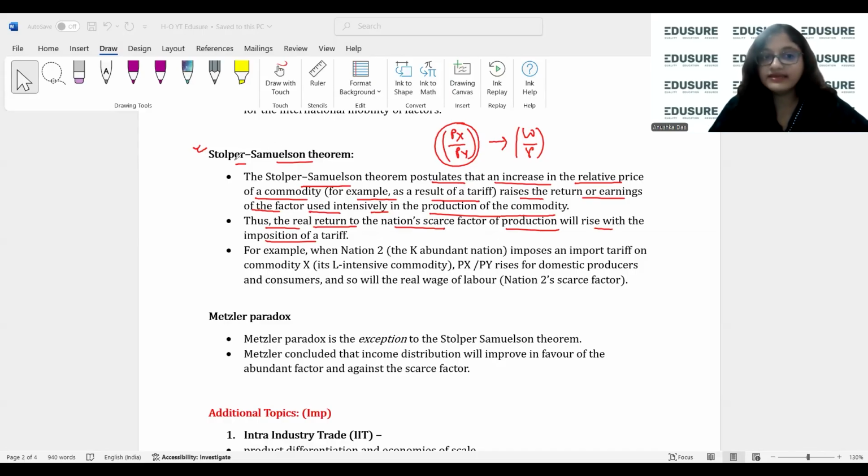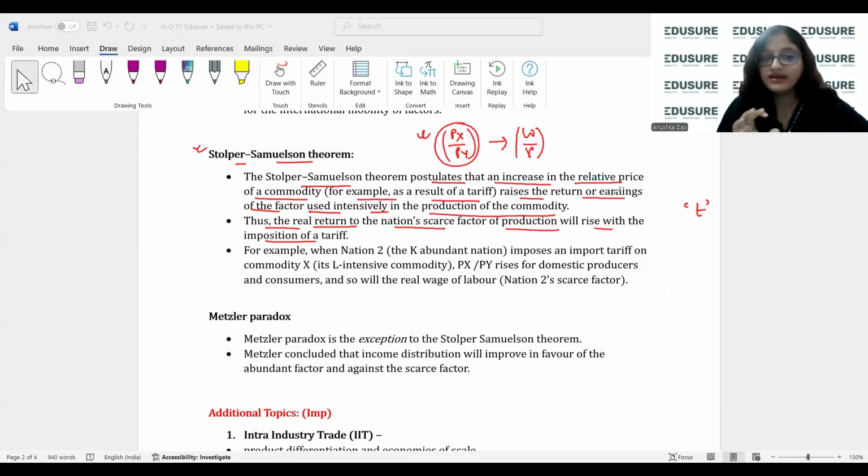So the only thing you need to remember in Stolper-Samuelson is that if a tariff of rate T is imposed, the relative commodity price ratio will be disturbed, as a result of which the country's scarce factor will gain and the country's abundant factor will lose.